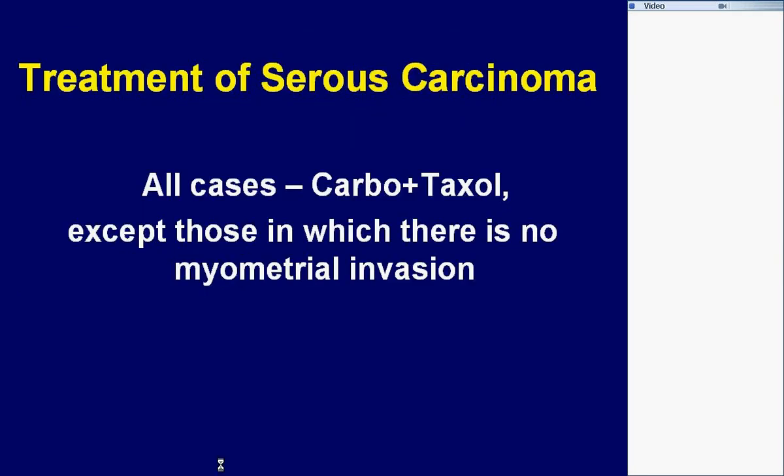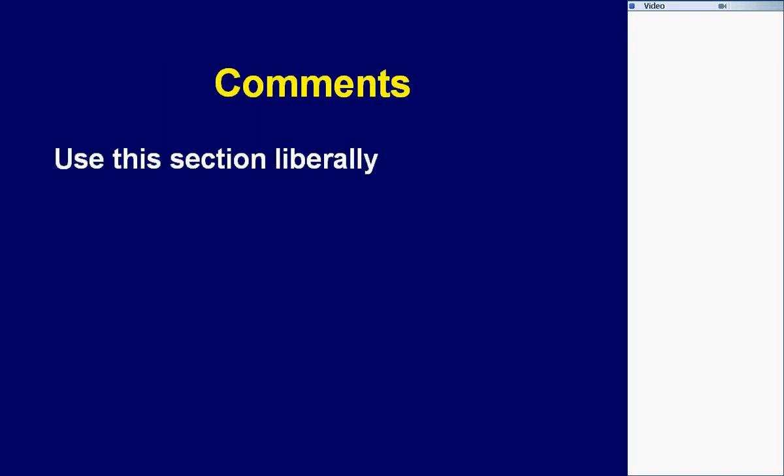As far as treatment of serous carcinoma is concerned, all cases in our center get carbo and Taxol, carboplatinum and Taxol, except in those cases where there is no myometrial invasion. So serous carcinoma is a huge deal. Last section is the comments. I'm just saying to use this section very liberally. Anything that I want the surgeon to know and hear, I put in the comment section, because the surgeons tend to read this more than some of the stuff in the synopsis.